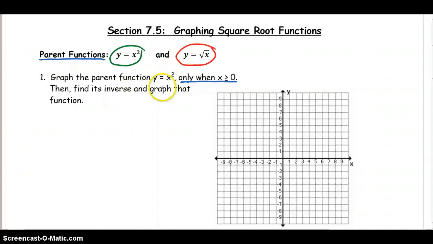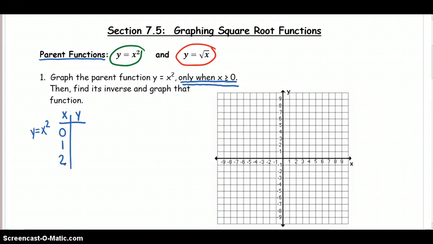To graph the parent function y equals x squared, I'm just going to make it easy on us and make a table. If you ever don't know how to graph something, a table's the way to go. So I'm going to do a y equals x squared table. Now, this is one part where it comes into play. See how it said only when x is greater than or equal to 0. That means for my table, I only want to pick x values that are greater than or equal to 0. So I'll pick 0, 1, and 2, just to make it easy.